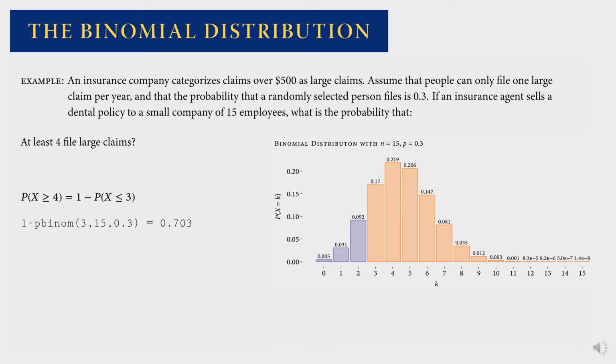When you're doing these, it can be helpful to draw a graph or table to keep track of the probabilities. The probability that x is greater than or equal to 4 is 1 minus the probability that x is less than 4, because x is either less than 4 or it's not. And that's 1 minus the probability that x is less than or equal to 3, 1 minus pbinom(3, 15, 0.3).